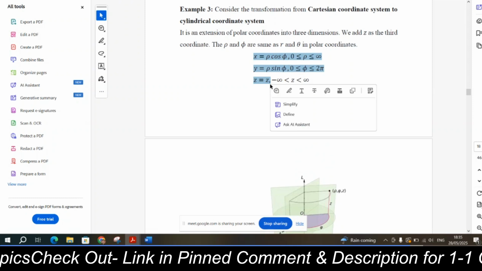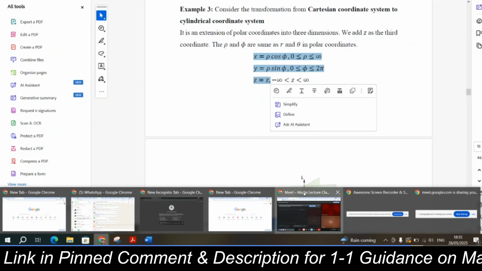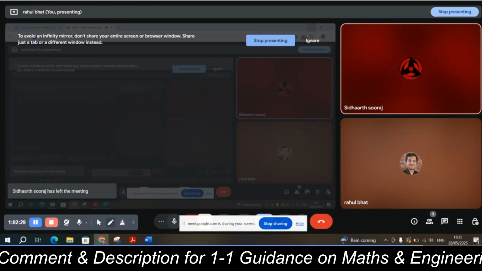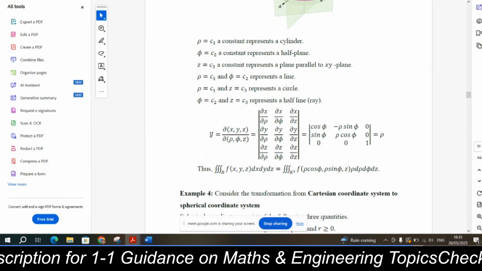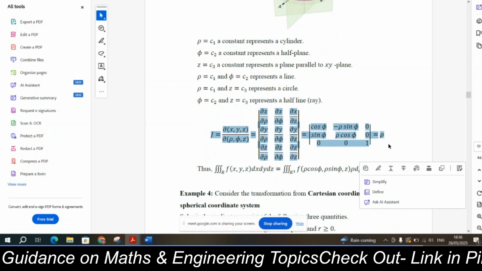This is a Jacobian again. You have three particular variables x, y, z, and you have three independent variables rho, phi, and z mentioned over here. And we already know how x, y, and z can be represented in the cylindrical coordinate system. These are the three.